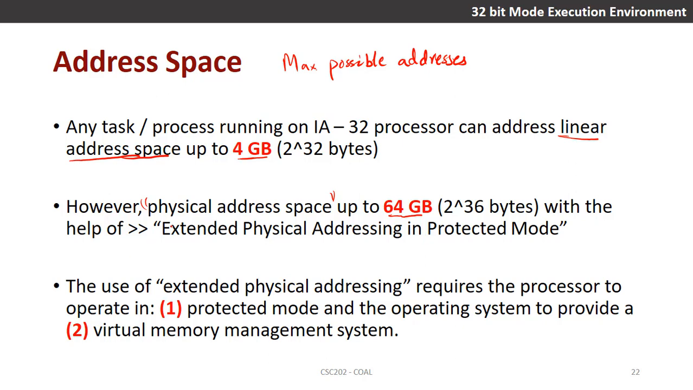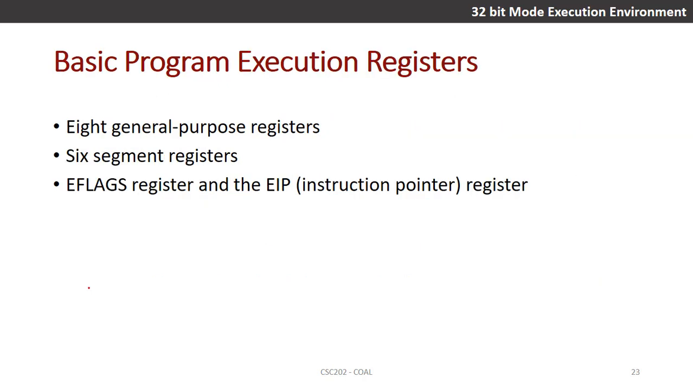And here are the two conditions. In order to access beyond 4 GB of RAM, the processor must operate in protected mode, as I said, and the virtual memory management technique must be enabled. We'll see the virtual memory management technique shortly.